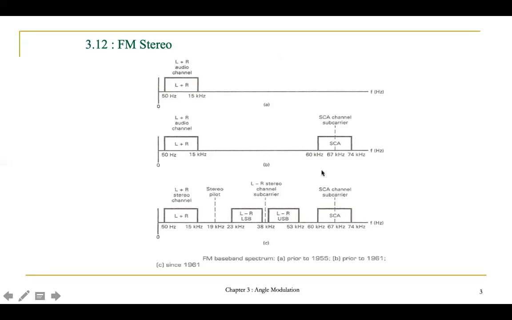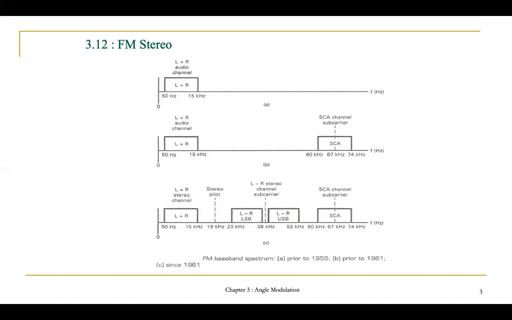But now, it also introduced what we call the SCA channel subcarrier. The function of the SCA channel subcarrier is basically to broadcast music to private subscribers such as department stores, restaurants, and offices. These private subscribers use a frequency between 60 kilohertz and 74 kilohertz. And then since 1961, the stereophonic transmission was introduced.